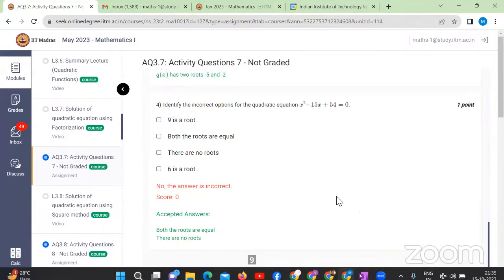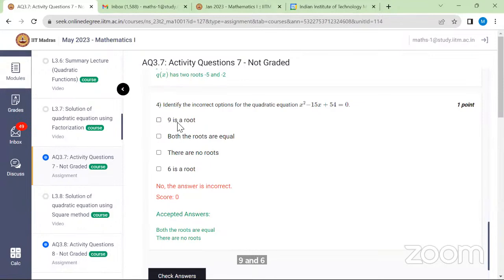Okay. And the first option is correct, right? The fourth is also correct. Both the roots are equal. Is 9 equal to 6? No. So this is correct. And then there are no roots, so this is also correct. So you basically have to find out the incorrect option.